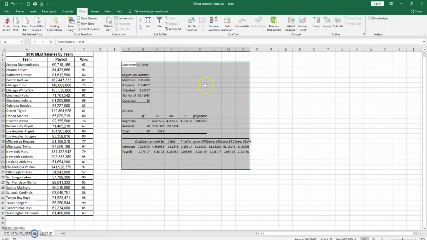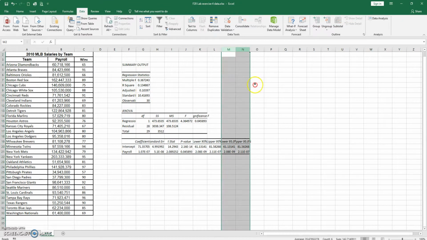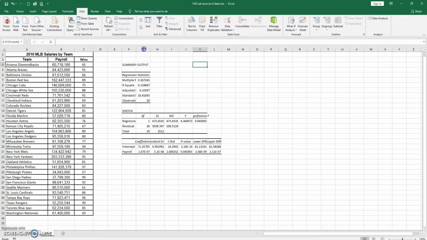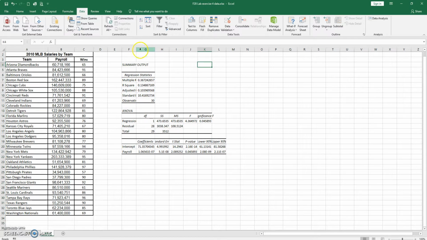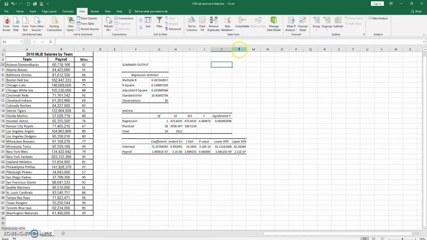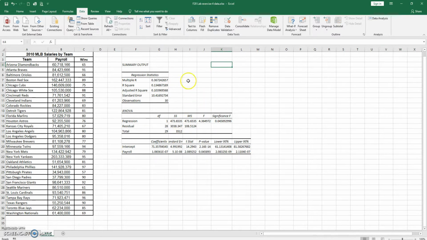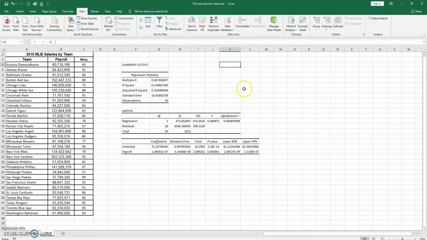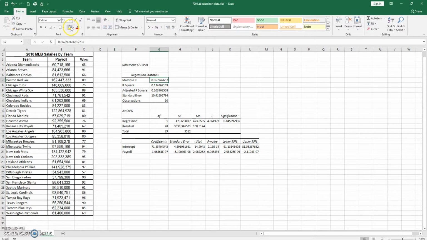And in time, we will get this. We don't need the last two columns, so let's delete those. Let's extend the column width for some of these columns, as well as this one and column H. Now we can highlight these values in yellow. We have Multiple R, which is Pearson's correlation coefficient. We have R squared, which is the coefficient of determination. We have the intercept, and we have the slope.